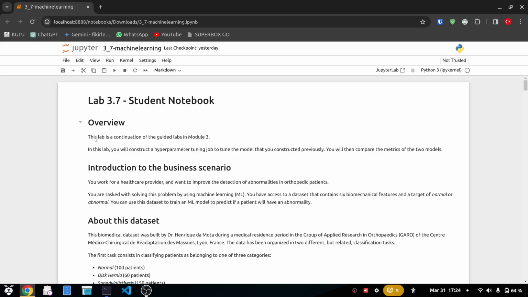For the overview, this lab is a continuation of the guided labs in module 3. In this lab you will construct a hyperparameter tuning job to tune the model that you constructed previously. You will then compare the metrics of two models.